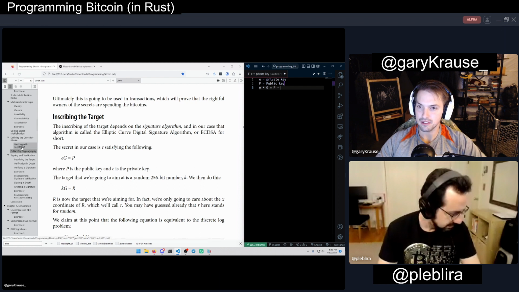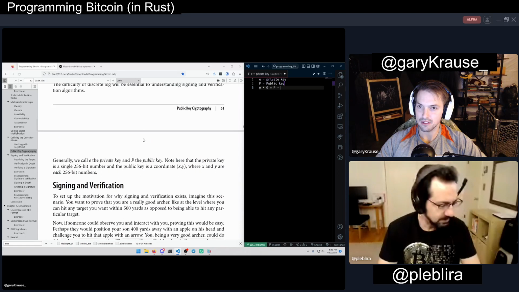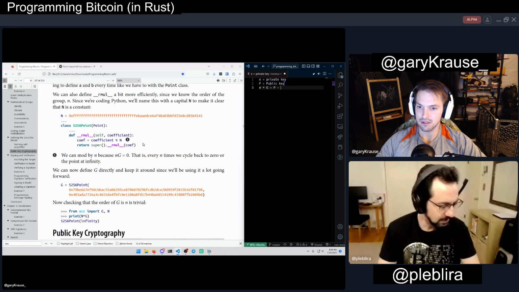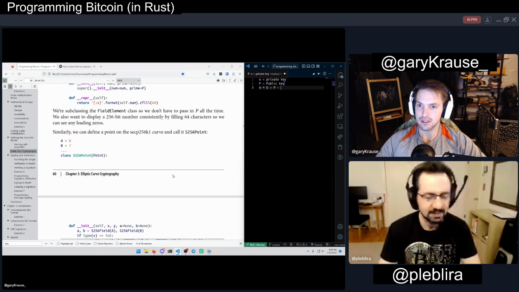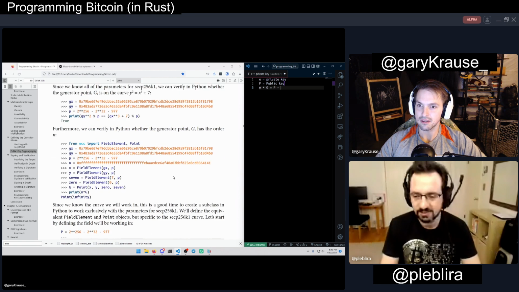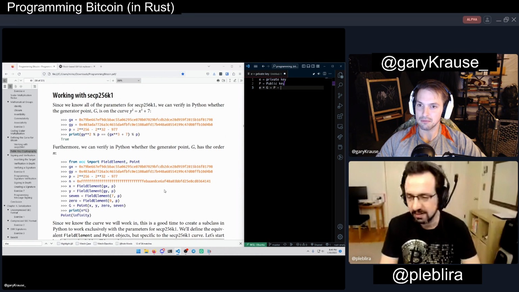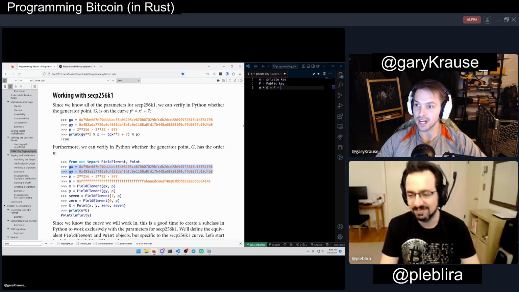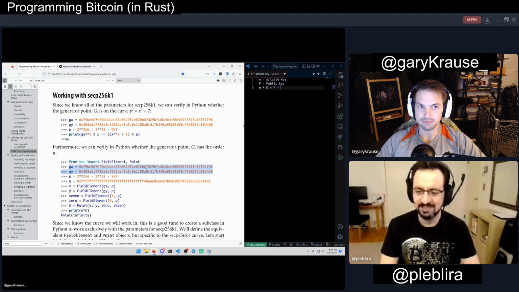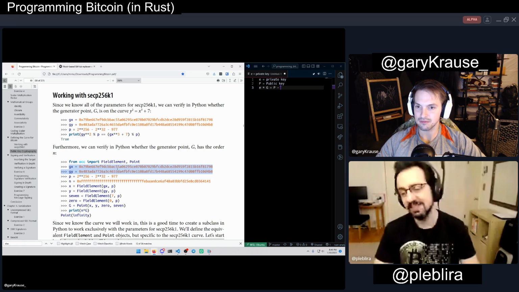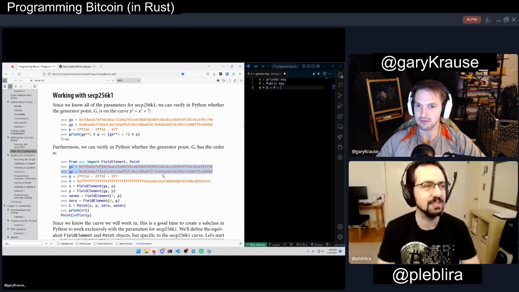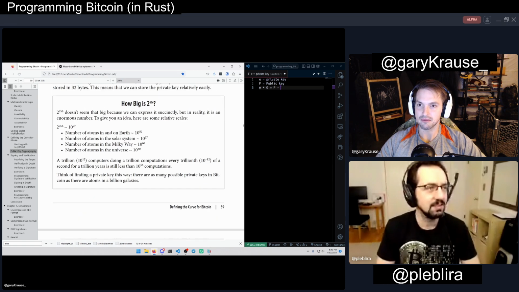G is the generator point for the Bitcoin curve, right? SECP256K1. Yep. And these two really big numbers are the X and Y of G. Those are the coordinates for the generator point.